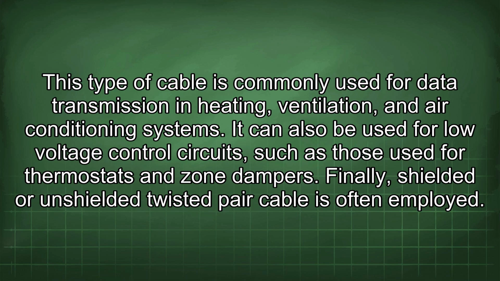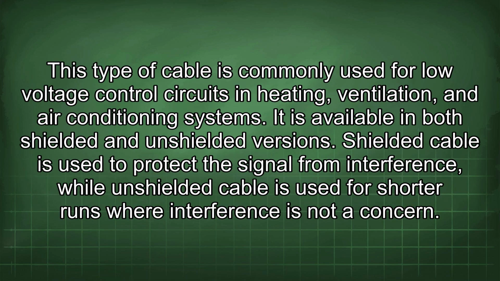Finally, shielded or unshielded twisted pair cable is often employed. This type of cable is commonly used for low-voltage control circuits in heating, ventilation, and air conditioning systems. It is available in both shielded and unshielded versions. Shielded cable is used to protect the signal from interference, while unshielded cable is used for shorter runs where interference is not a concern.